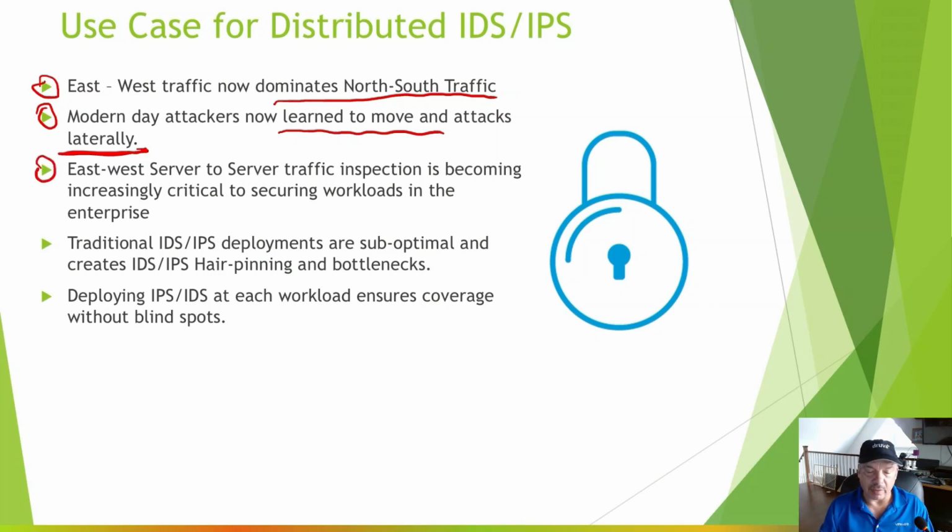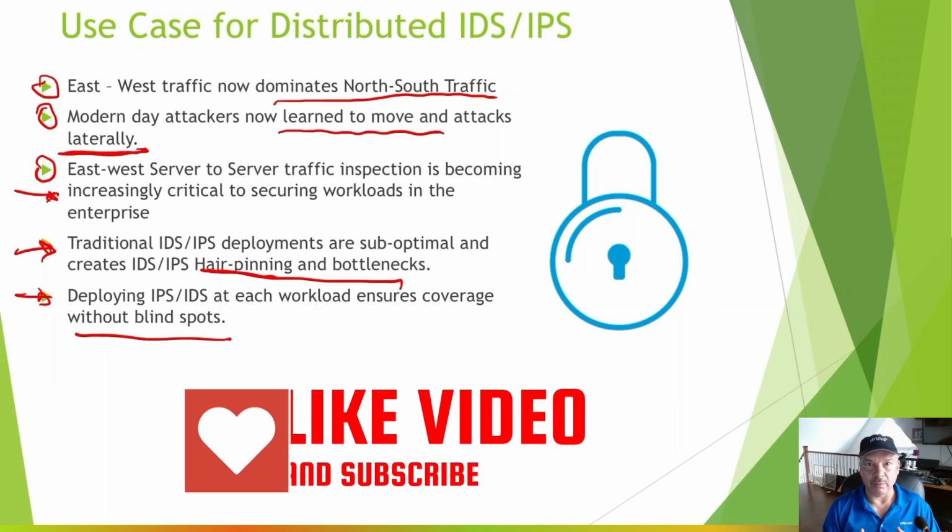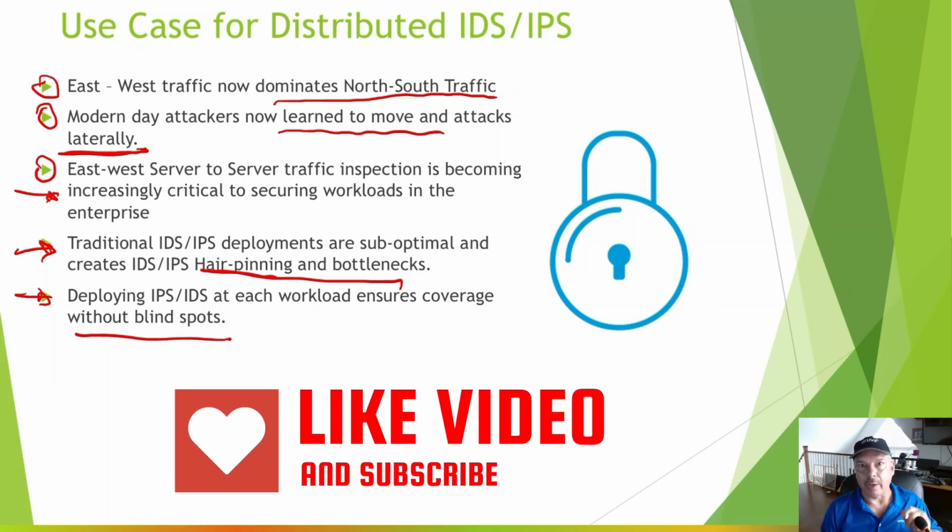East-west server-to-server traffic inspection is becoming increasingly critical for securing workloads in your enterprise. Traditional IDS IPS deployments are suboptimal. I just showed you that, because it's causing hairpinning and bottlenecks. Deploying IDS IPS at each workload ensures coverage without blind spots. Again, it's all built into the distributed firewall. You just turn it on. That's it. You don't have to install any extra software.